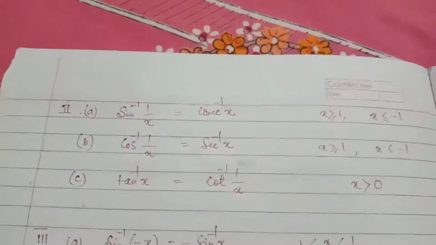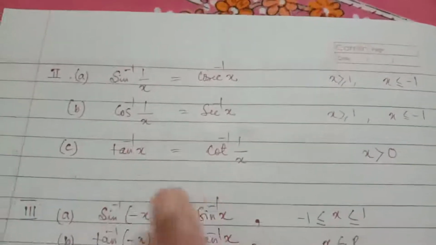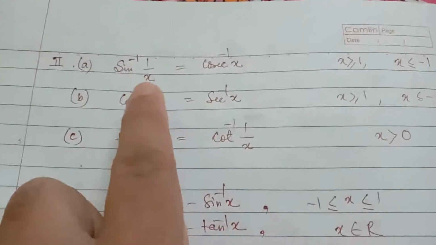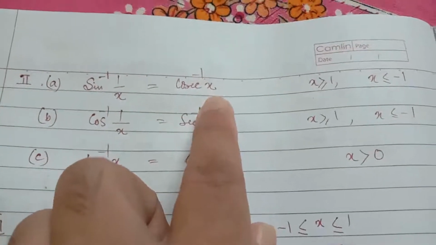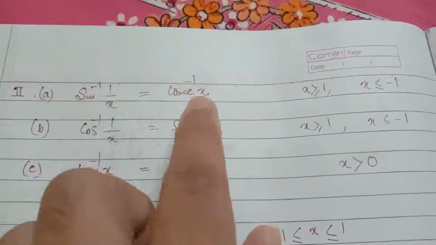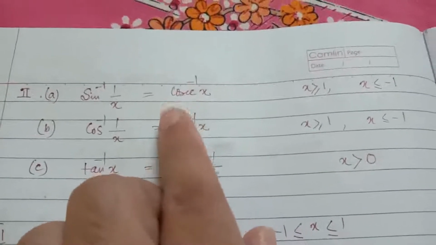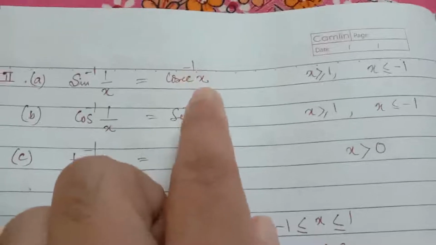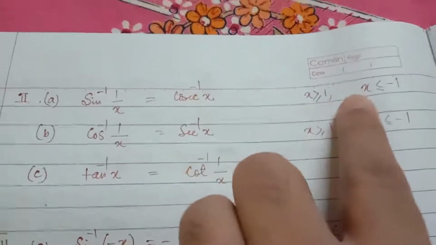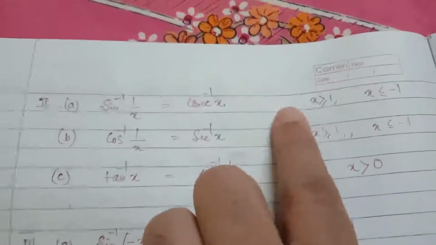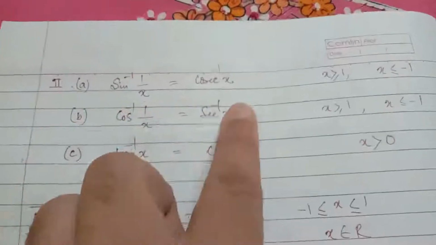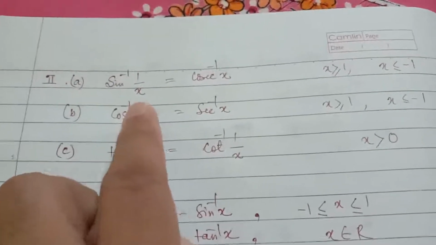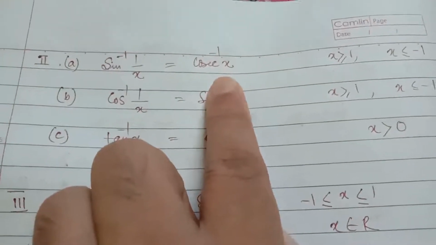Next, property number 2. Sin inverse of 1 by x is equal to cosec inverse of x. Whenever you write cosec inverse of x, x must be either more than or equal to 1, or less than or equal to -1. So you have to remember sin inverse of 1 by x is cosec inverse of x.